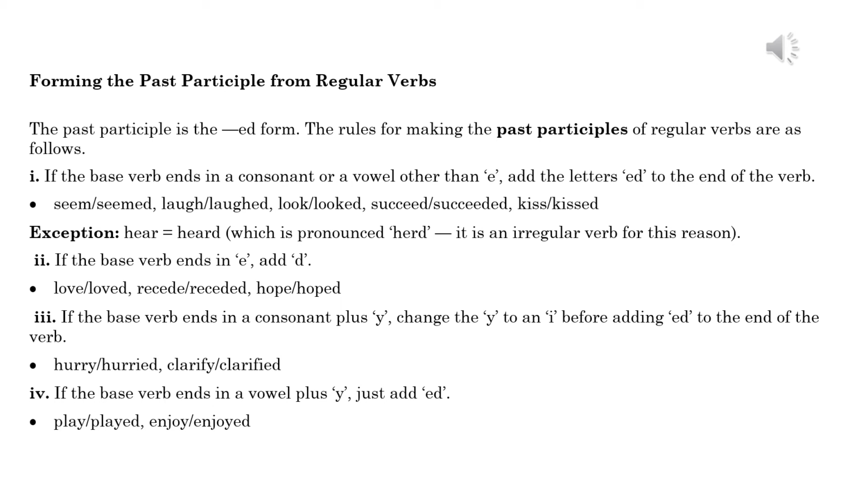Forming the past participle from regular verbs. The past participle is the ed form. The rules for making the past participles of regular verbs are as follows. 1. If the base verb ends in a consonant or a vowel other than e, add the letters ed to the end of the verb. Seem, seemed. Laugh, laughed. Look, looked. Succeed, succeeded. Kiss, kissed.